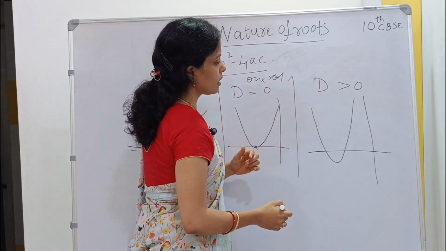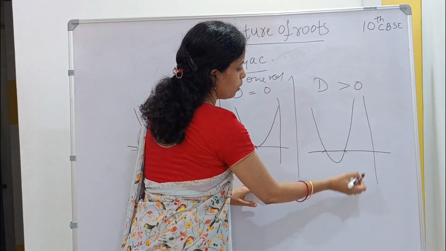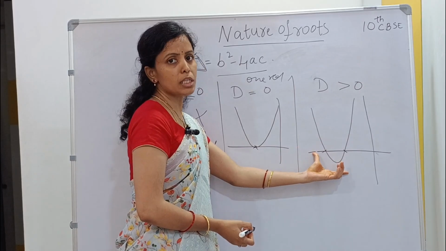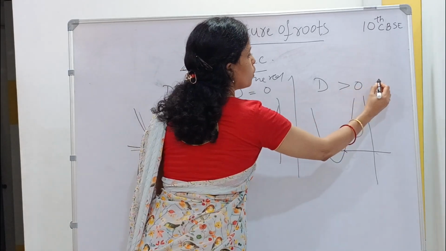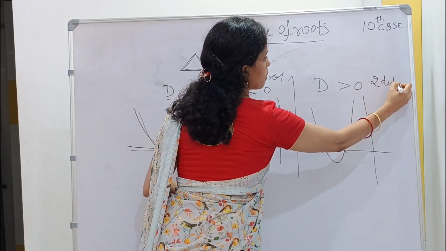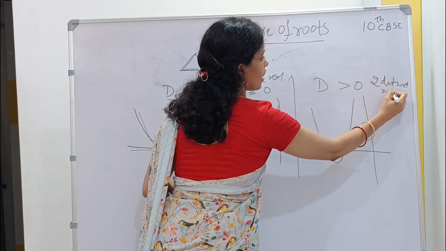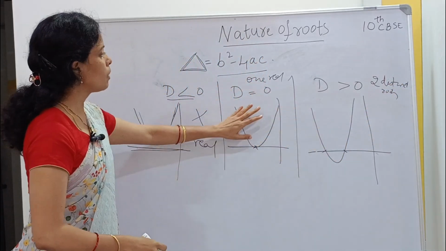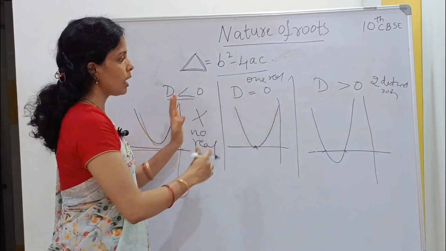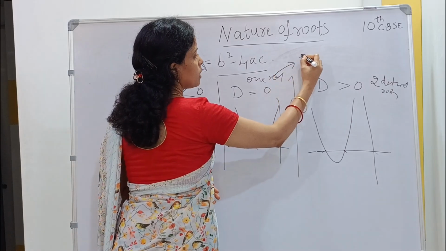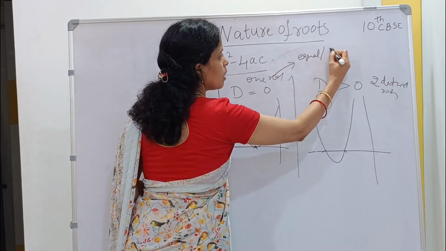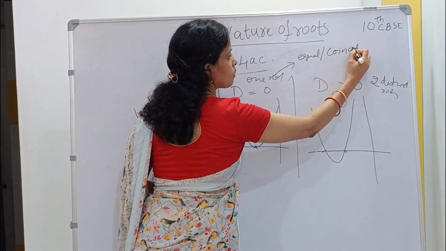And here D greater than 0. So we have got 2 points. Our parabola is meeting the x-axis at 2 points. So two distinct roots. It's nothing but two different roots. Here we'll get the same or equal roots. And please remember, equal roots and coincident roots mean the same.